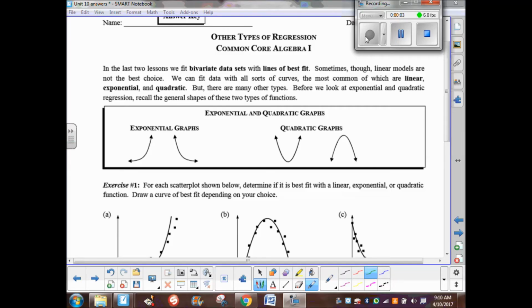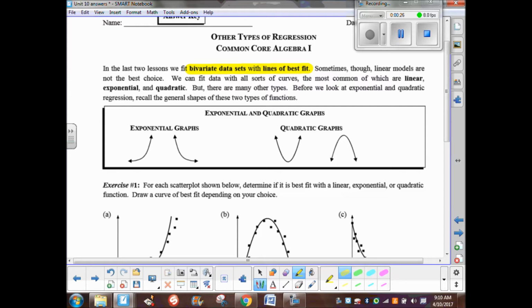So, other types of regression. Up at the top it says, in the last 2 lessons, we fit bivariate data sets with lines of best fit. So we did the scatter plots, then we drew in the line of best fit, then we used our calculator to draw in the line of best fit and do the work for us. Come up with the slope, come up with the y-intercept, and we went from there.